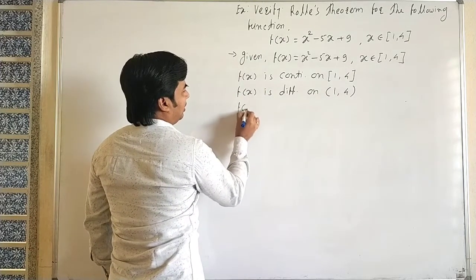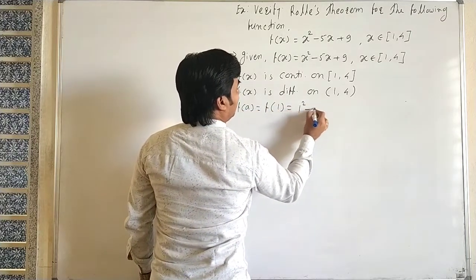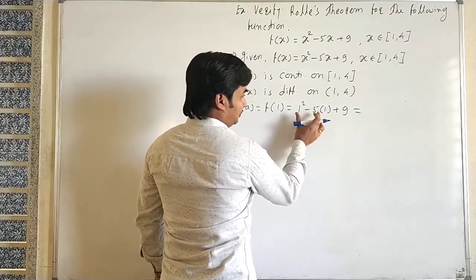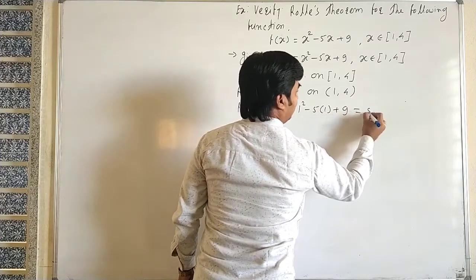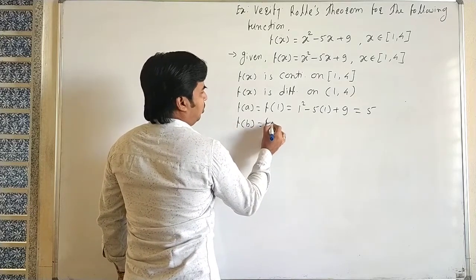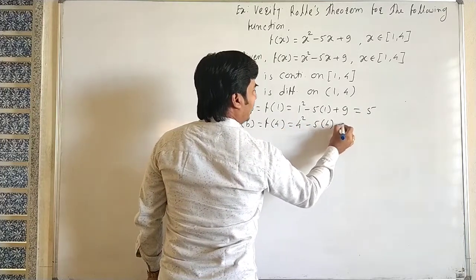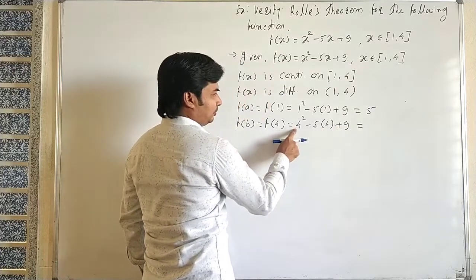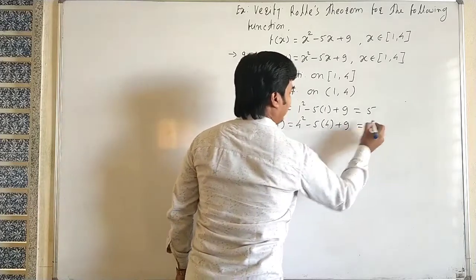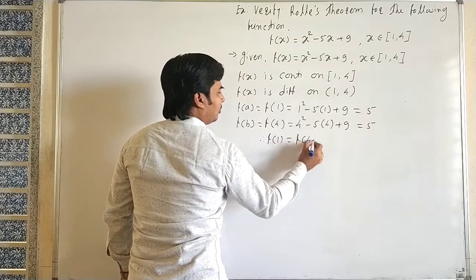Then f of a, that is f of 1, and f of 1 is 1 square minus 5 into 1 plus 9, and that is equal to 1 minus 5, it is minus 4, and plus 9, it is 5. F of b, it is f of 4, then it is 4 square minus 5 into 4 plus 9, is equal to 16 minus 20, it is minus 4 plus 9, it is again 5. Therefore here f of 1 is equal to f of 4.